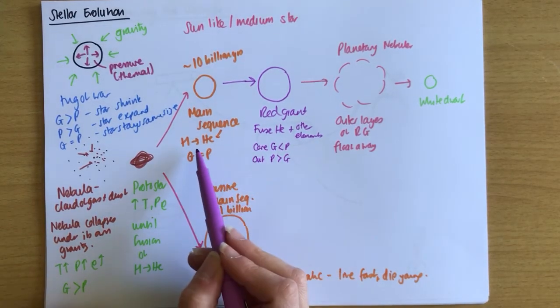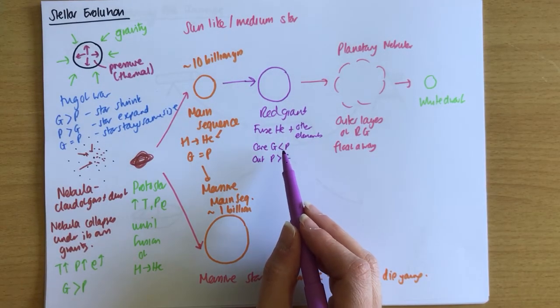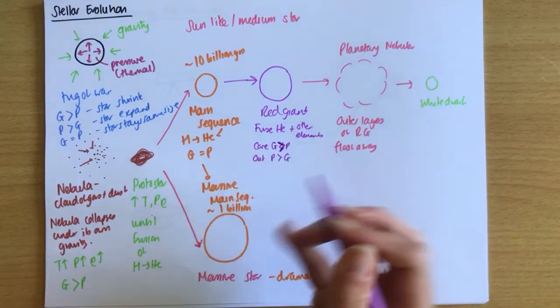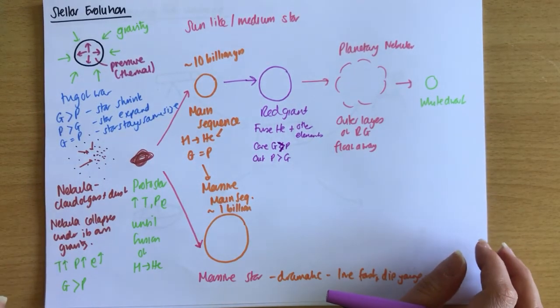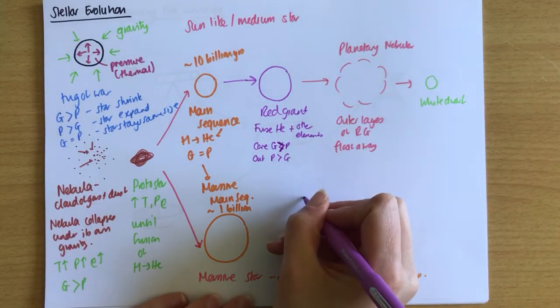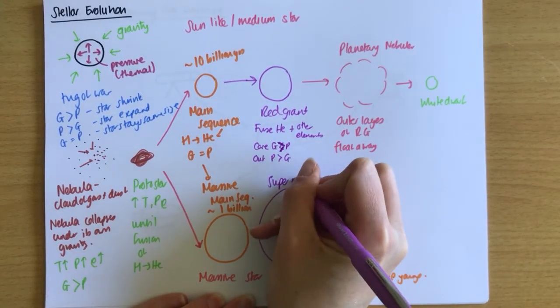Same thing happens, it runs out of hydrogen, gravity gets bigger because, that's the wrong way around, isn't it? Yeah, sorry, I'm just going to change that. Gravity is bigger than pressure because fusion stops, the core collapses, but then heats up as it collapses and therefore starts to fuse higher elements. The outside puffs up because the pressure is bigger than gravity, and we get a super red giant.